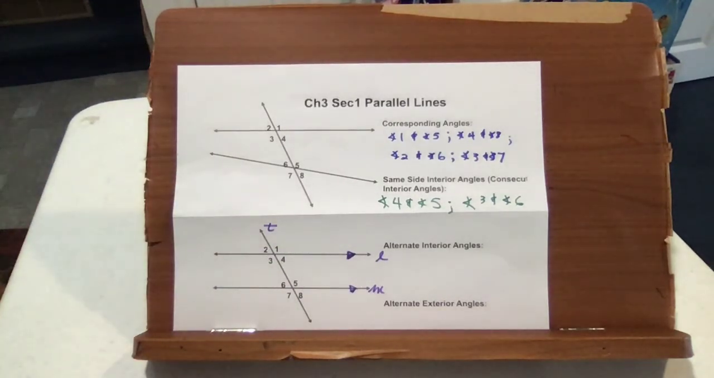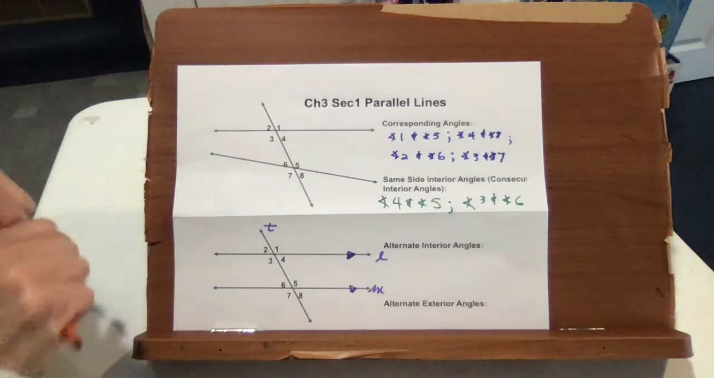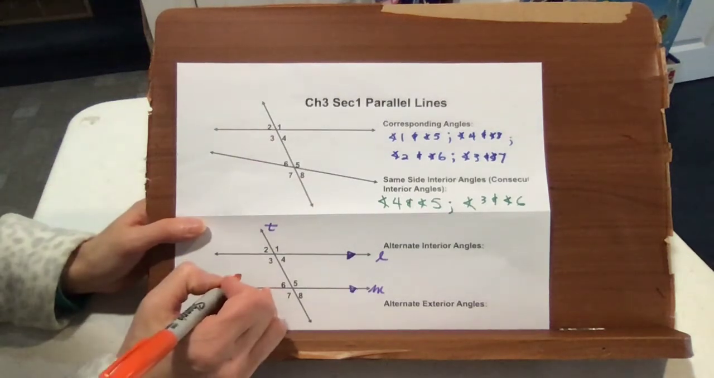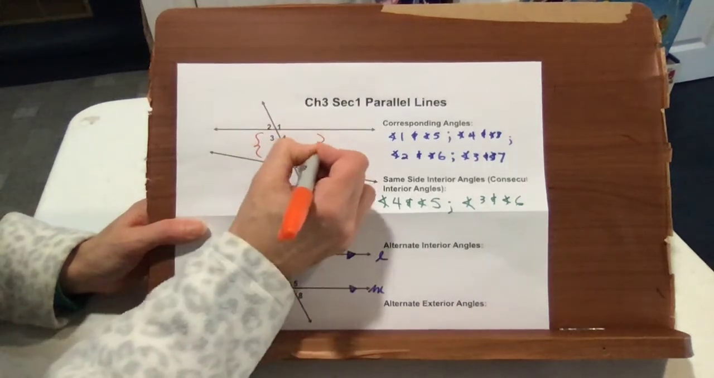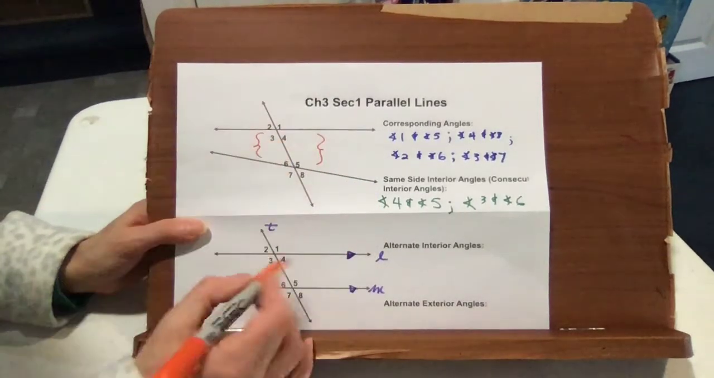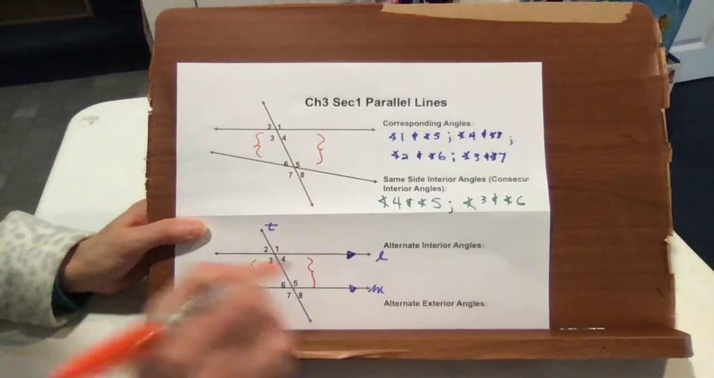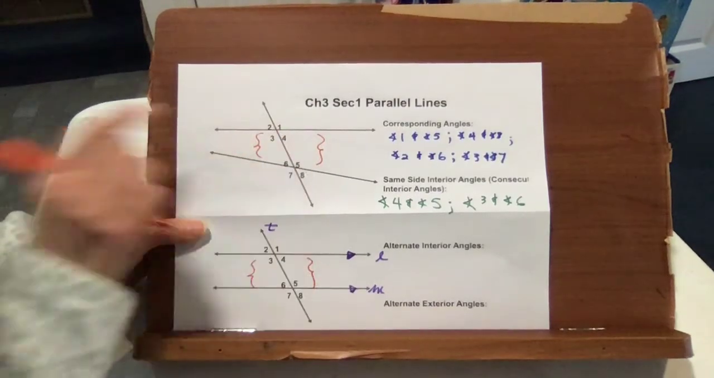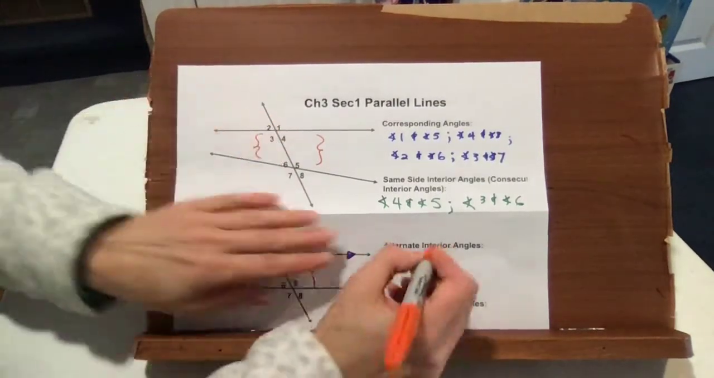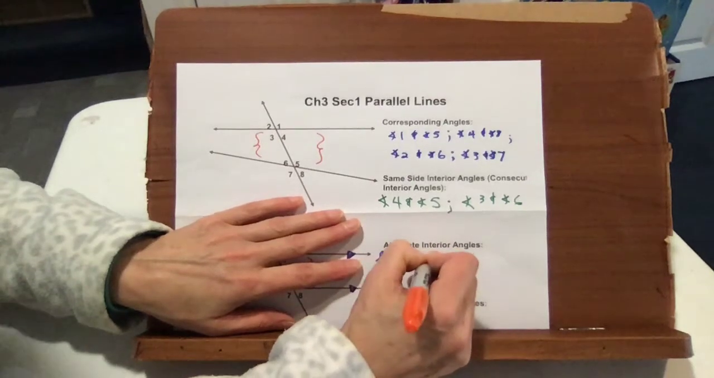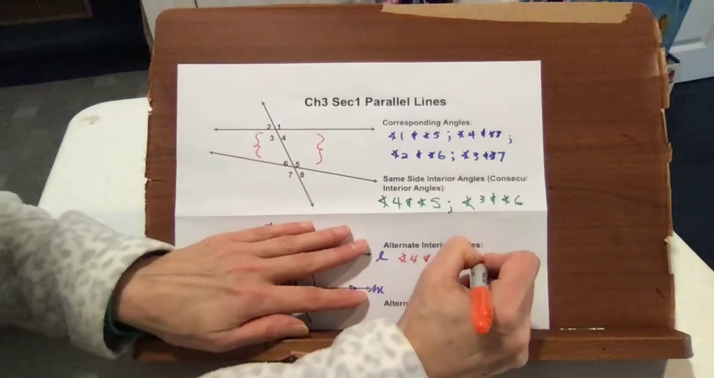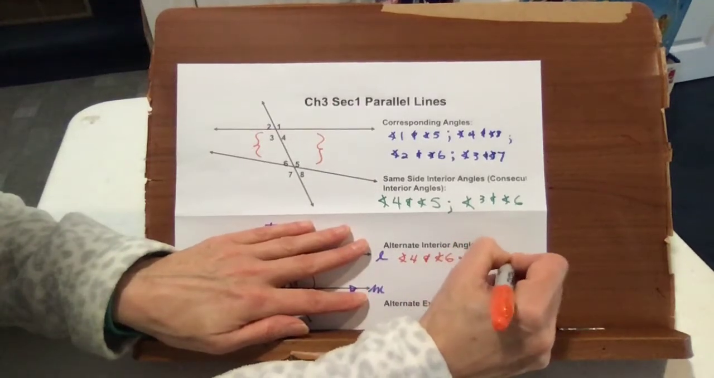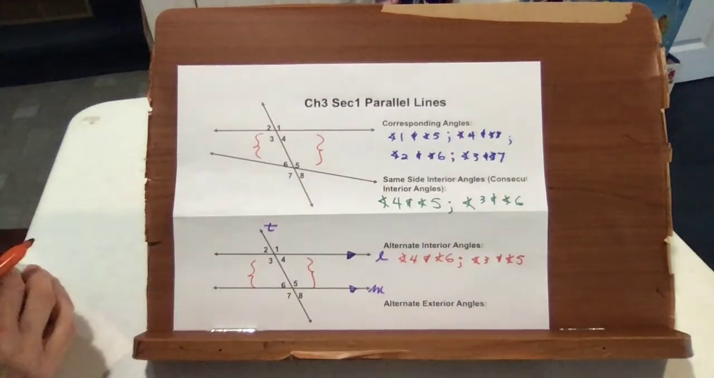All right, now the next are alternate interior angles. Alternate interior angles mean that we're on the inside or in between the two lines, but on alternate sides of the transversal. So angle 4 and angle 6 would be alternate interior angles. Angle 3 and angle 5 would be alternate interior angles.